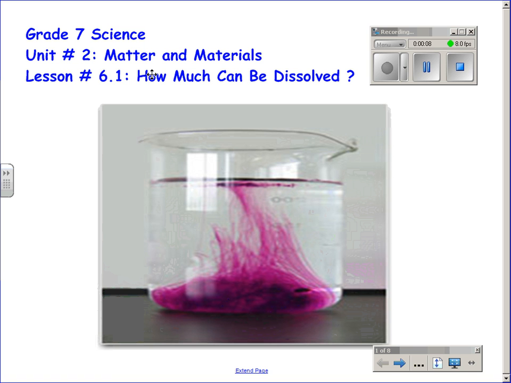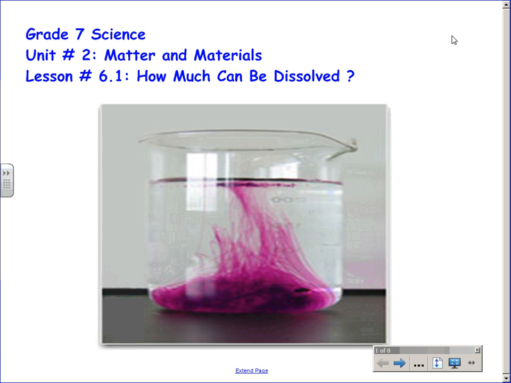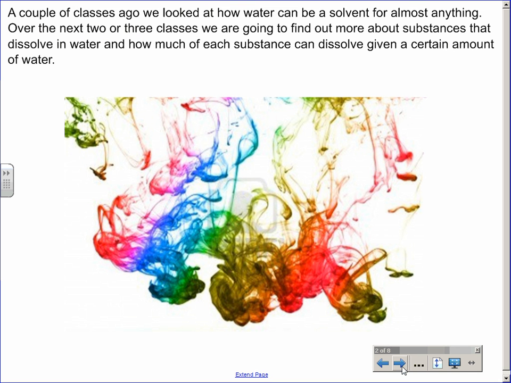Today's topic is how much can be dissolved. Now, a couple of classes ago, we looked at how water can be a solvent for almost anything. For the next 2 or 3 classes, we're going to find out more about substances that dissolve in water and how much of each substance can dissolve given a certain amount of water.